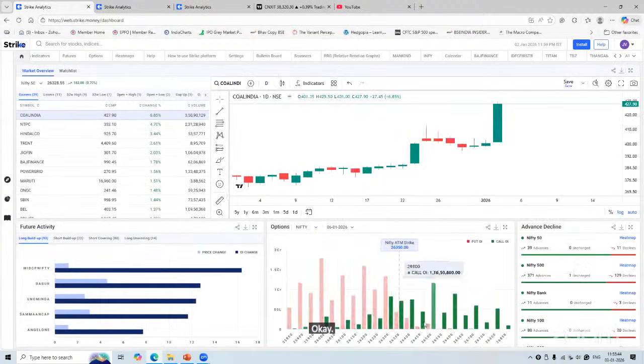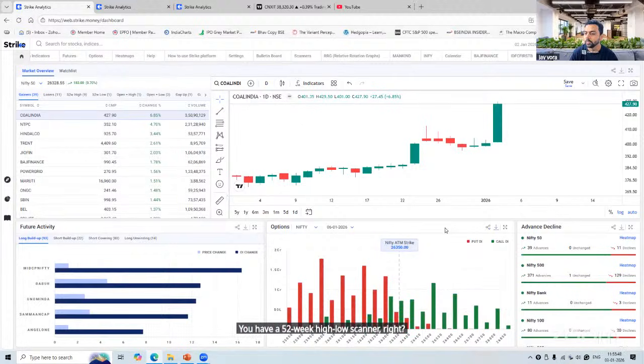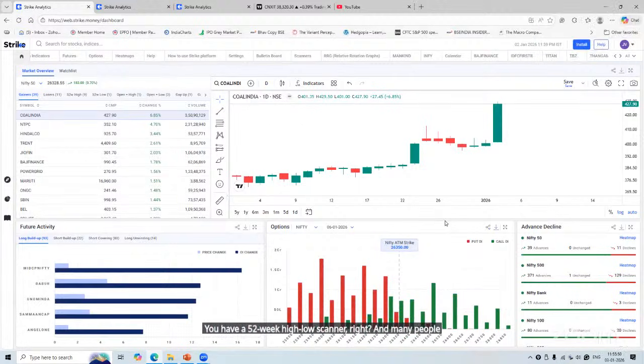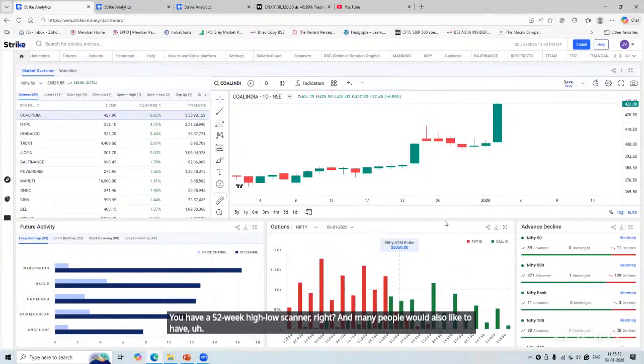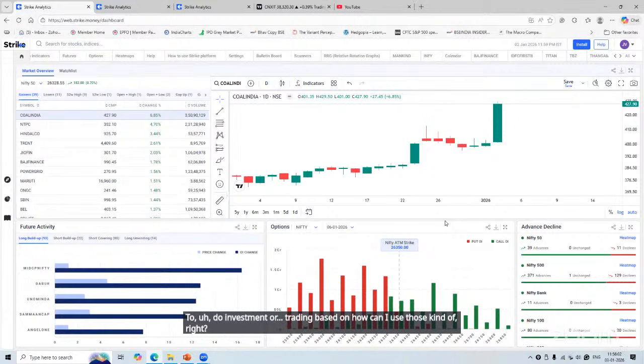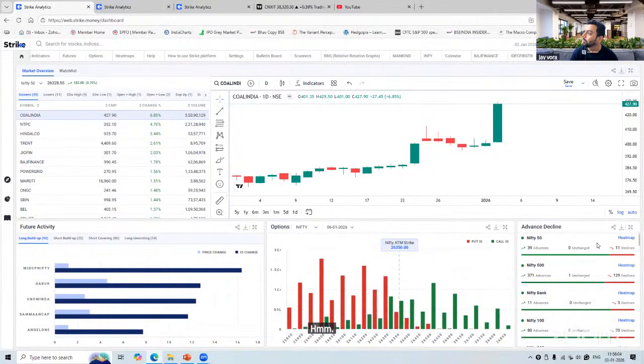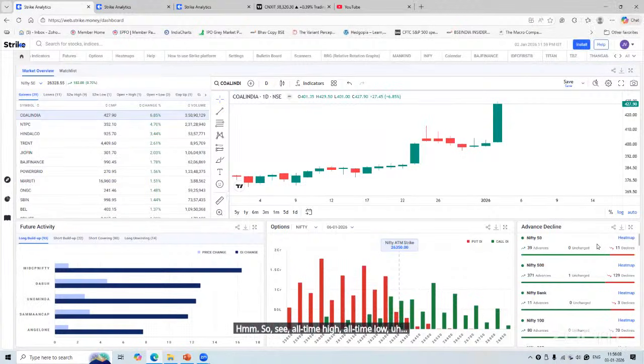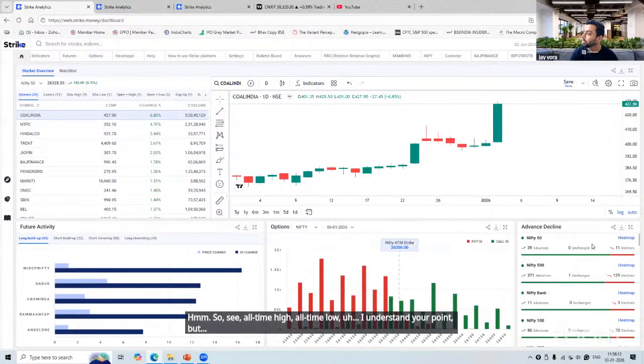You have a 52-week high low scanner, right? Many people would also like to have an all-time high low scanner. Many people are interested to do investment or trading based on all-time high low scanner also. So all-time high, all-time low, because I understand your point, but many will go multi-bagger.